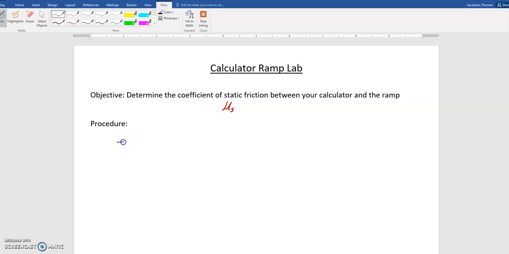A protractor, I probably showed you guys in class already. The big ones that we have look like this. There's a little cutout right there, and then there's a little weight right there, and then you can see all the angle marks right there.